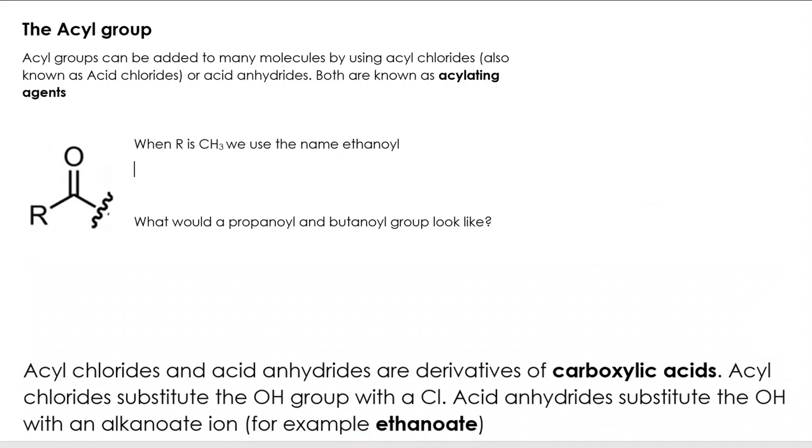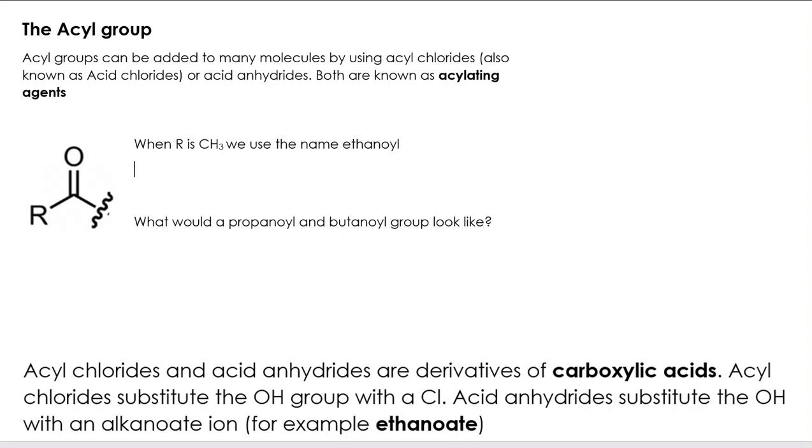Acyl groups can be added to many molecules, and we often do that using acyl chlorides. That's actually because they're incredibly reactive. They will react quite vigorously, and they will do it at room temperature. We call them acylating agents, and if we have on this skeletal formula that R be a CH3, a methyl group, that would be a carbon chain of 2. So the name that we give to that acyl group is ethanoyl. So it's a slightly different name, slightly different variation on what we see elsewhere.